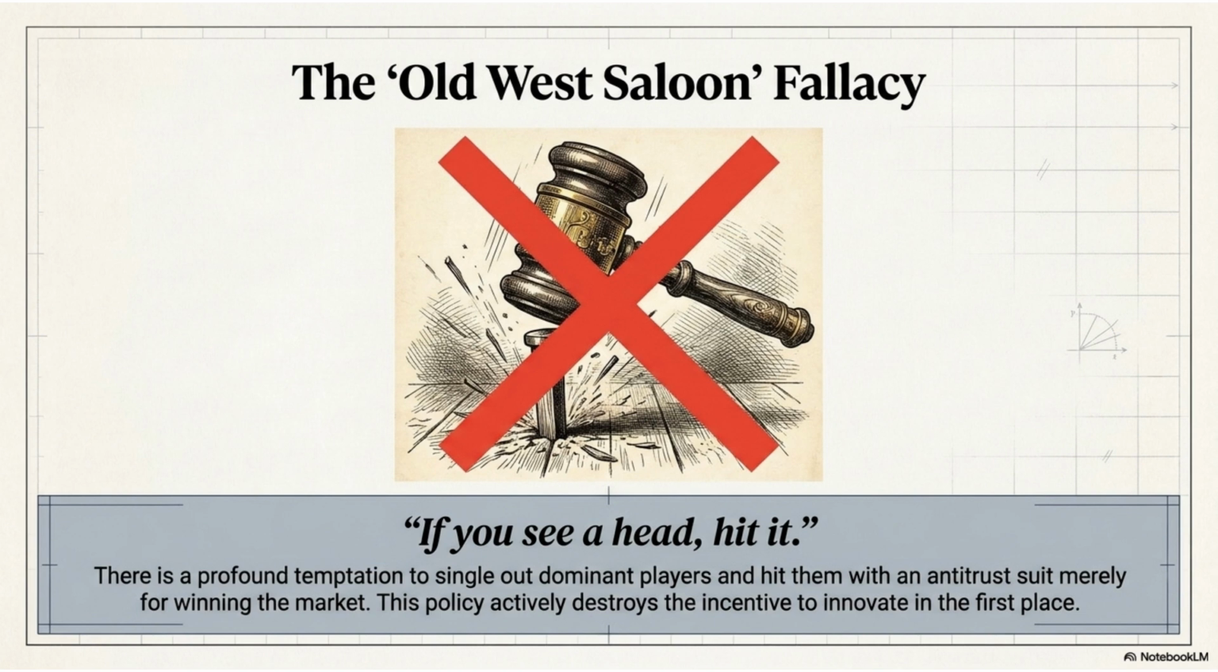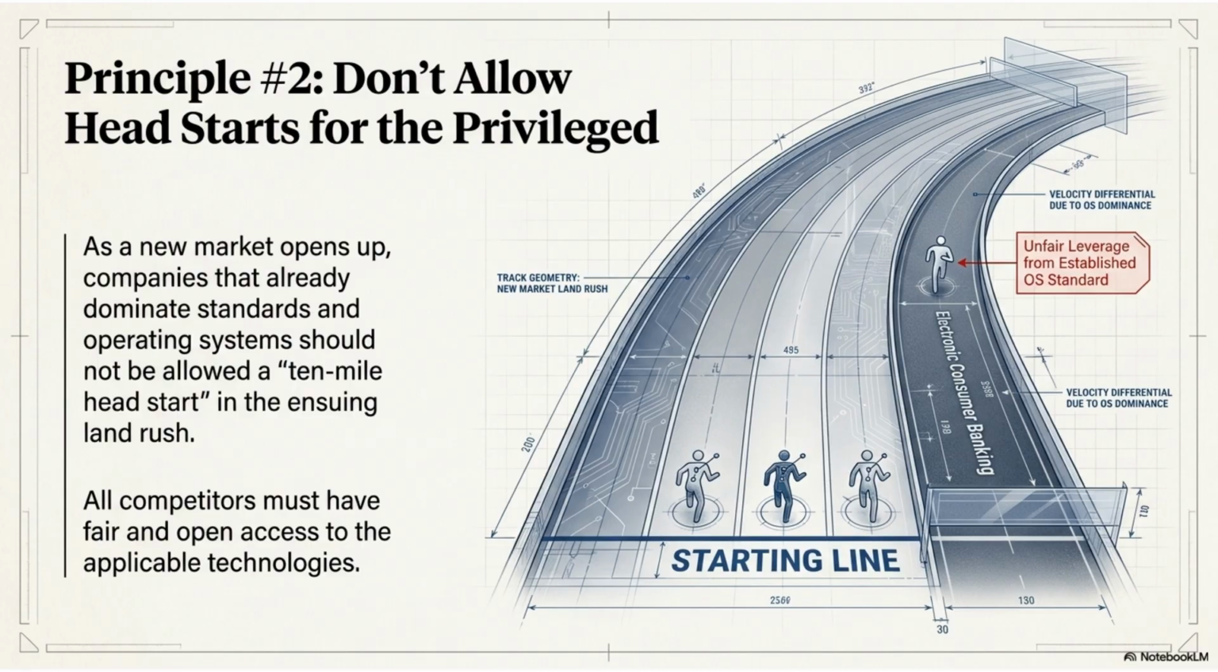Okay, so Principle 1 says, put the hammer down, let the winner have their prize. But there's a limit. A strict limit. And that's Principle 2. This is about how the empires are allowed to behave once they've won. Principle 2. Don't allow head starts for the privileged. To explain this, we need another frontier analogy from the text, the land rush. Okay, walk us through the land rush.